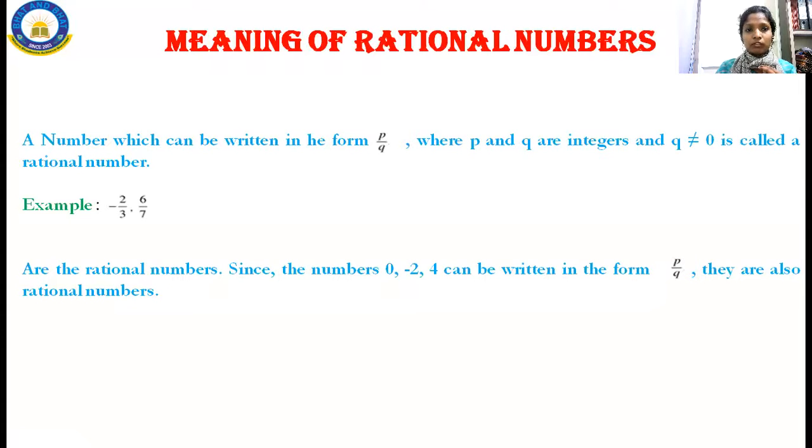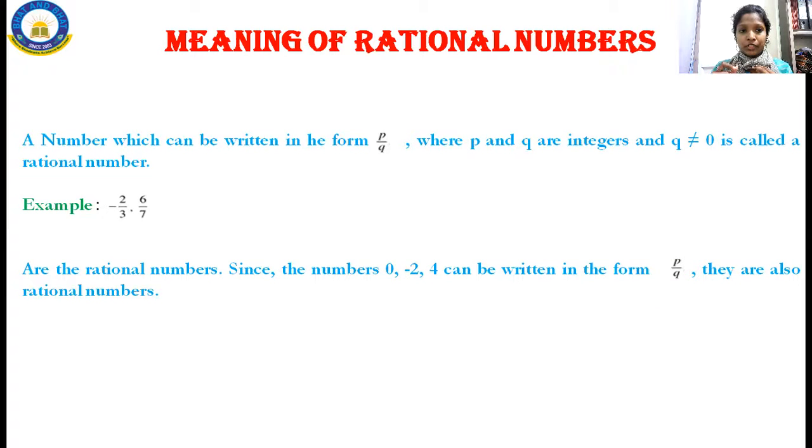When we come to the meaning of a rational number, a number which can be written in the form of p by q, where p and q are integers and q is not equal to 0, we are going to call that a rational number. That means we write the number in the form of p by q, like 2 by 3, 6 by 7, 7 by 8, where the value of q, that means the denominator, will not be equal to 0.